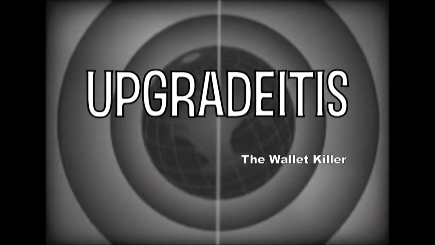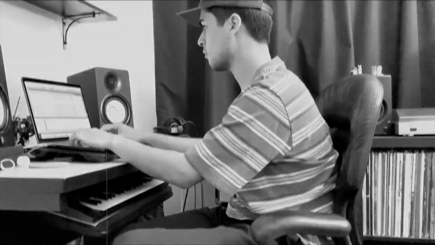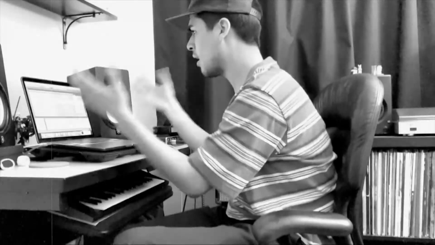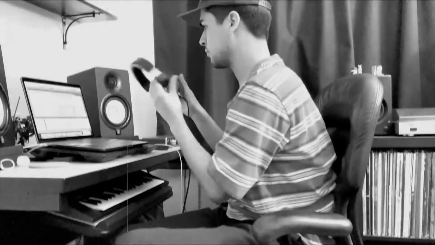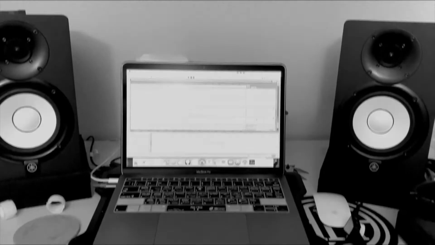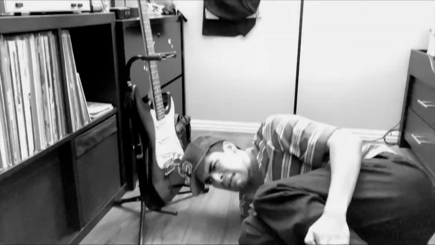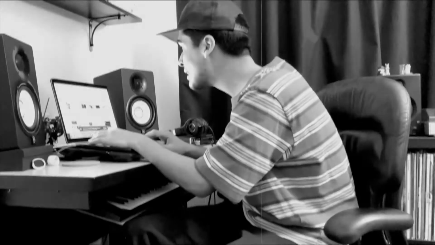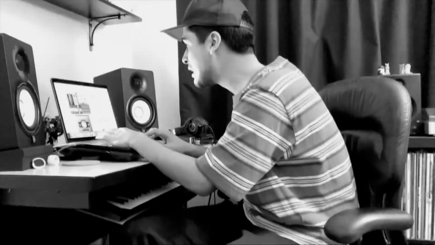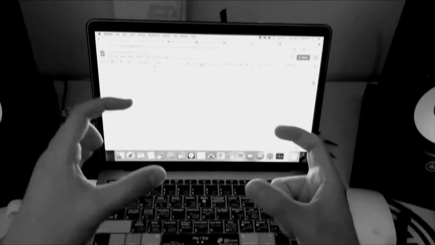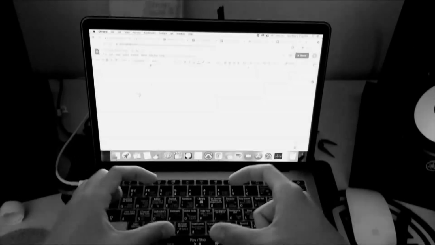Upgrade-itis, the wallet killer. Upgrade-itis affects those who do not take the correct precautions when informing and buying themselves pieces of audio gear. Wow! What are the symptoms of upgrade-itis? Well, Johnny, here are some helpful signs you and your friends should look out for. Irritability towards gear. Anxiousness to complete projects. Restlessness due to constant online window shopping. Cramped hands and credit card holding position.